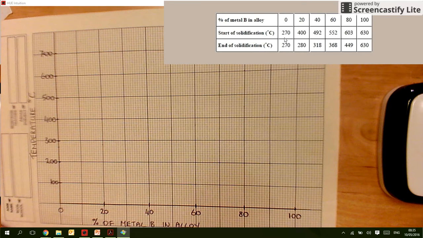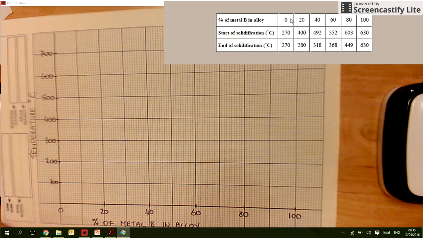So if we look at my range of values, they go from 270 degrees Celsius up as far as 630 degrees Celsius. So I've chosen each big box on my y-axis to represent 100 degrees Celsius. On my x-axis, I have chosen each big box to represent 10% of metal in alloy B.